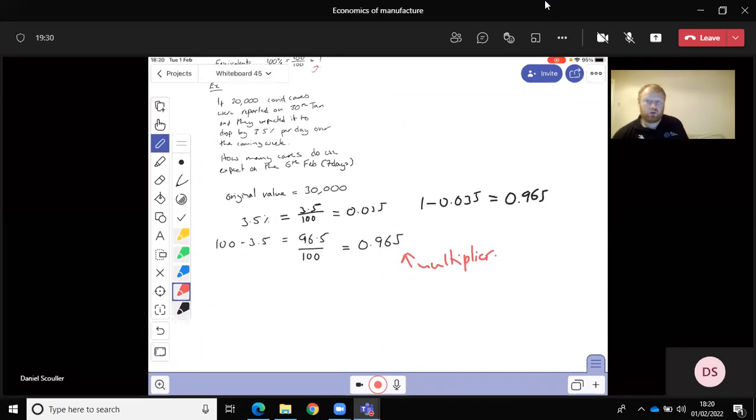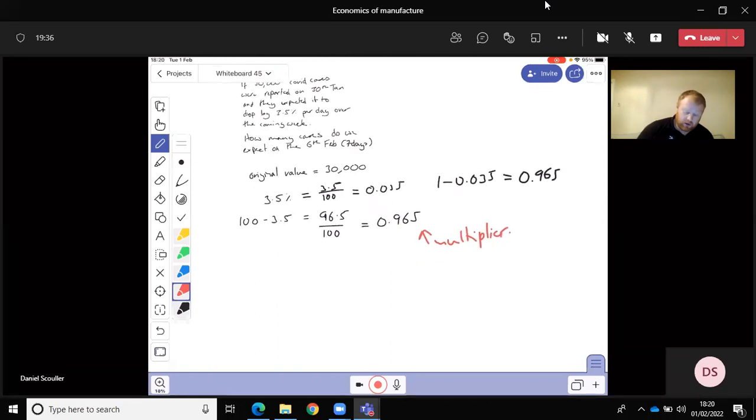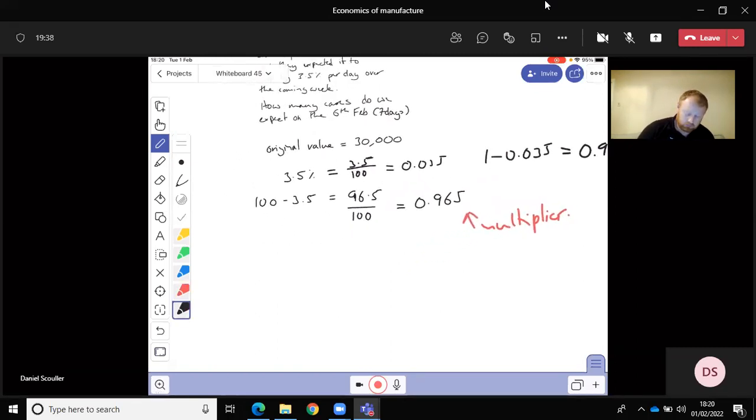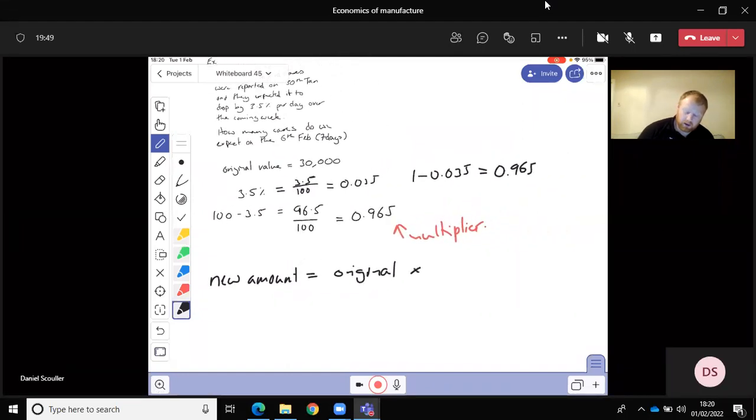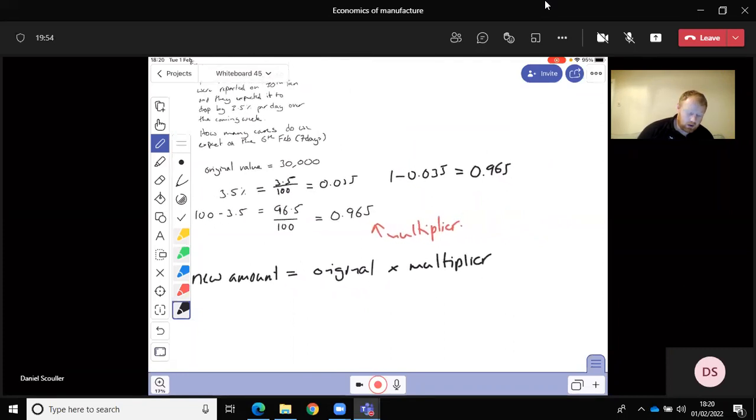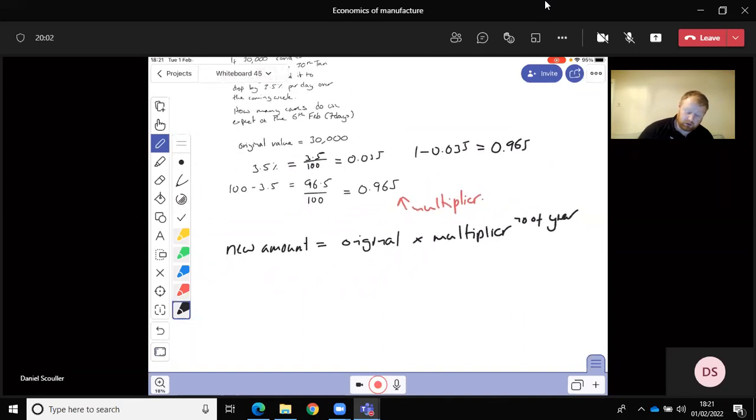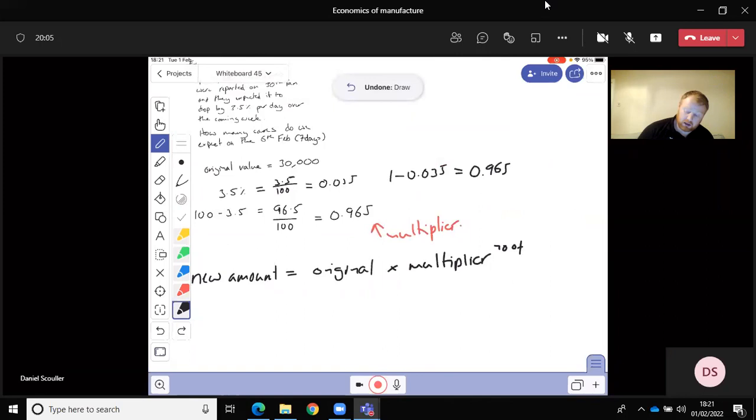For depreciation, that number needs to be below 1. If we're timesing something by it, it needs to drop that amount. So our new value equals original multiplied by our multiplier, remember, to the power of the number of years, the number of periods. In this case, number of days.